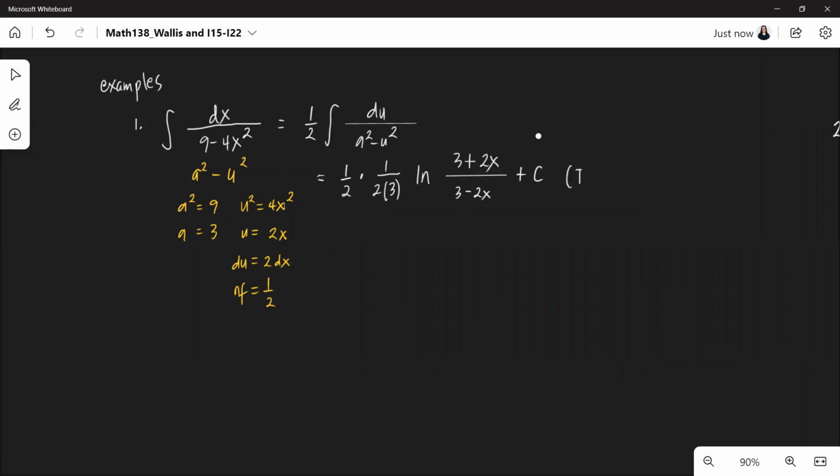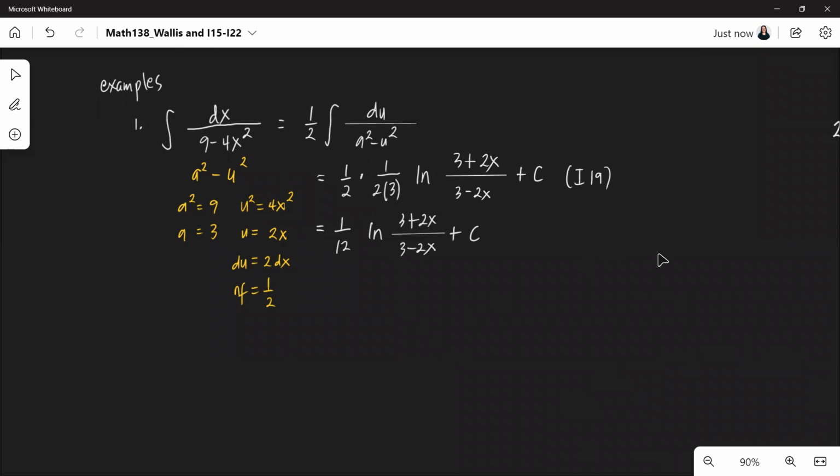Again, this is using I-19. So simplify, it's 1/2 times 1 over 6, so that's 1 over 12, times natural log of 3 plus 2x, all over 3 minus 2x, and then plus c.